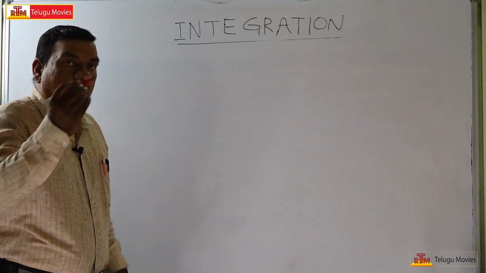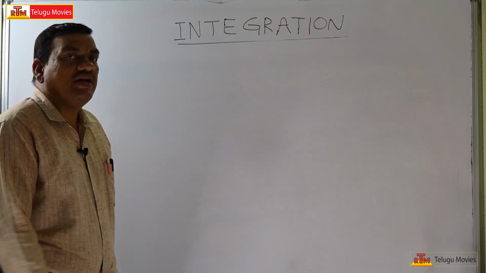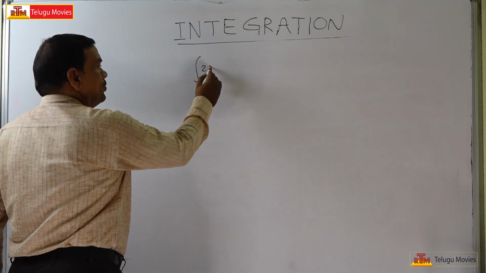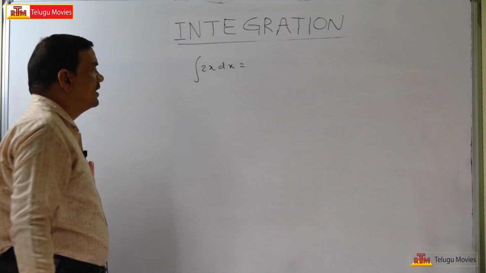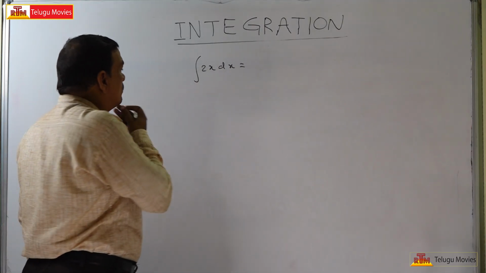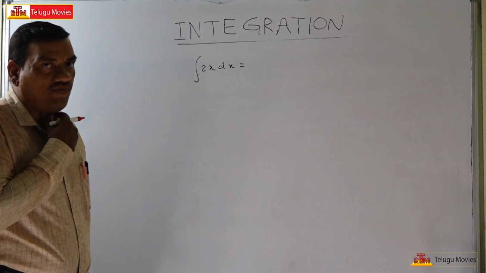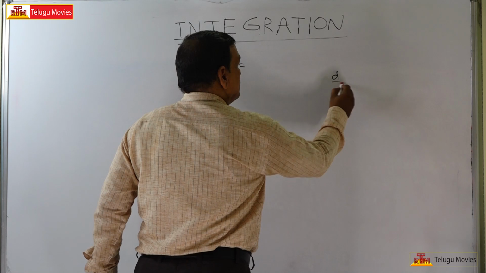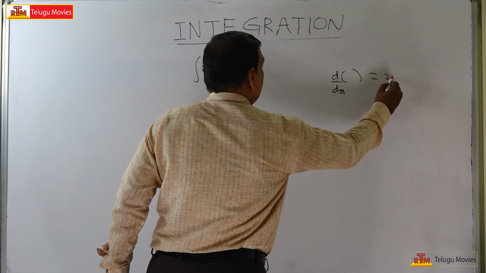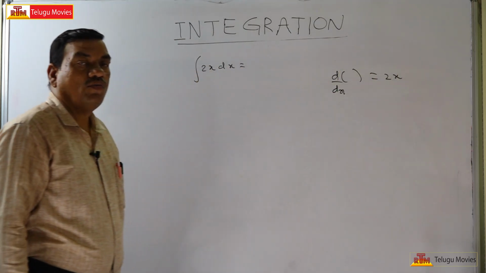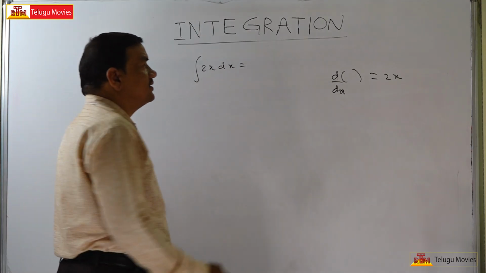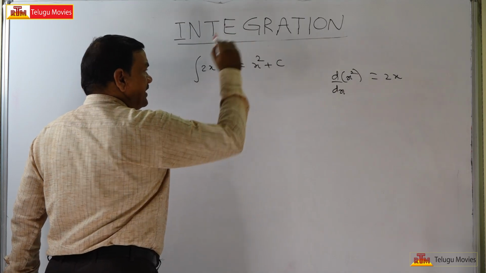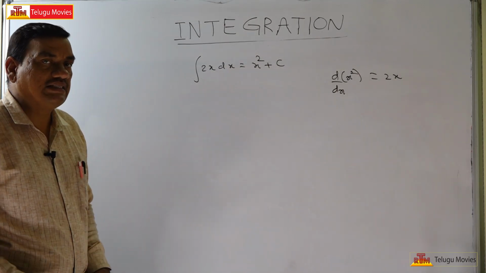Let me explain the geometrical meaning of this integral. For example, the integral of 2x dx. I am not explaining the formulas here. What is the function whose derivative is 2x? This is nothing but x square. So this is x square plus c.